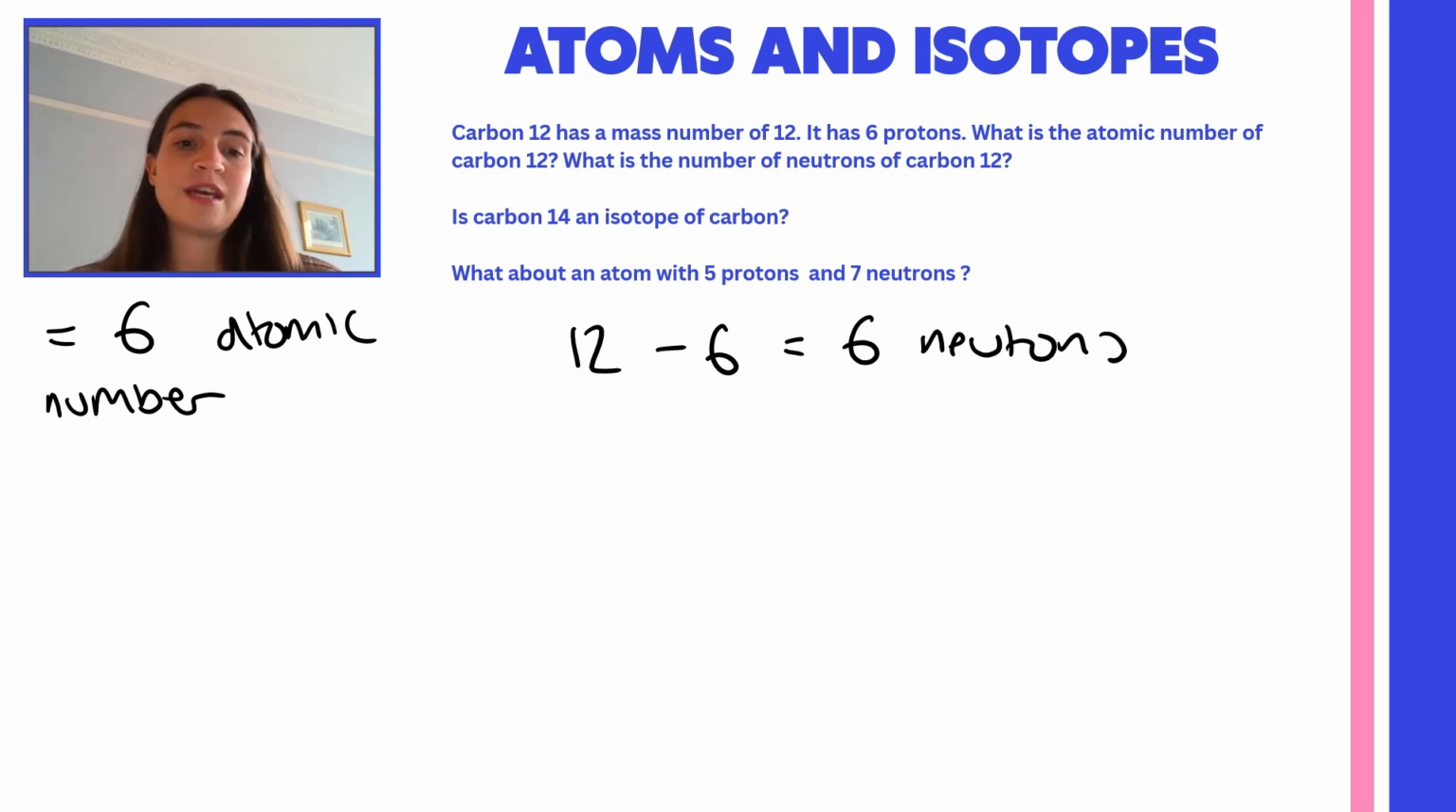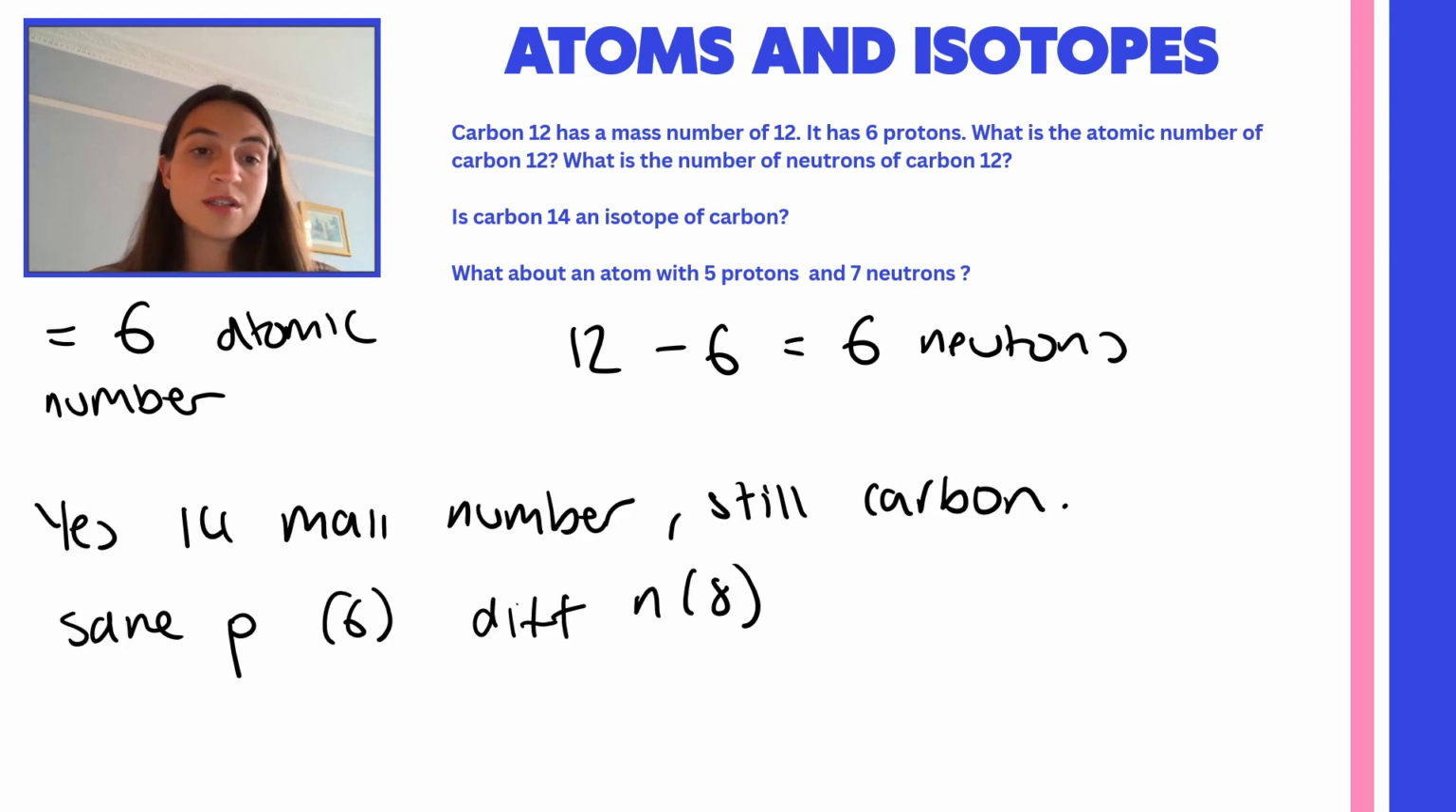Is carbon-14 an isotope of carbon? Yes, it is, because that 14 is my mass number, but it is still carbon, which tells me that it must have the same number of protons, 6. But since its mass number is 14, it must have 8 neutrons, which means that it must be an isotope: same number of protons, but different number of neutrons as carbon-12.